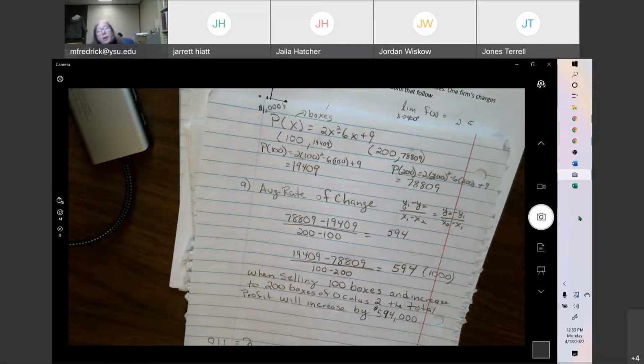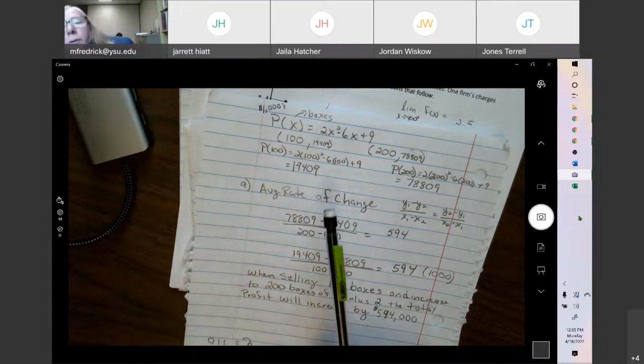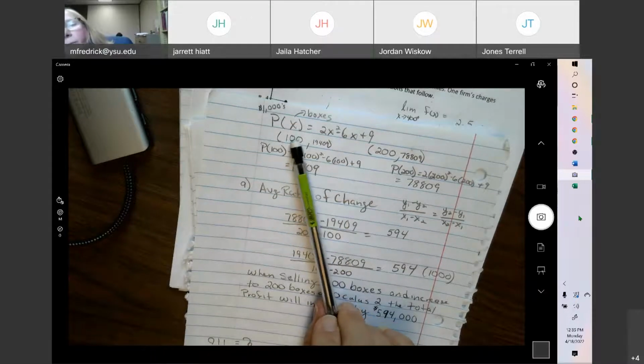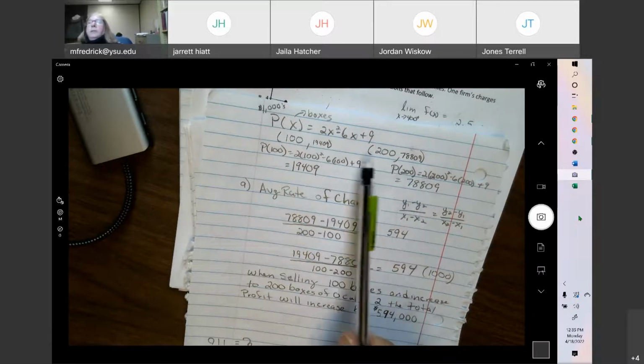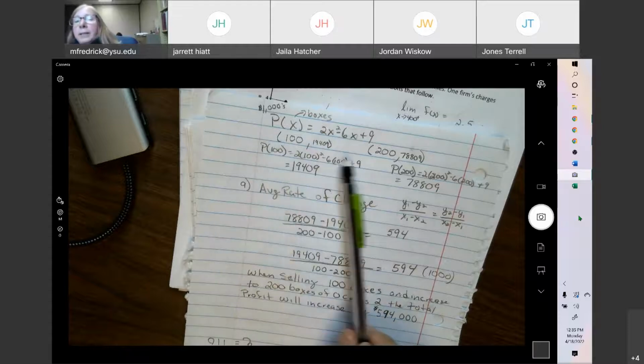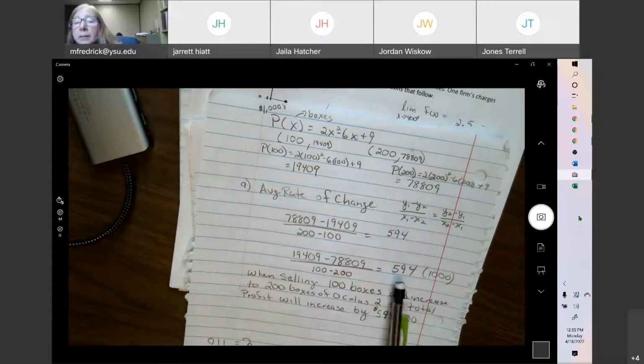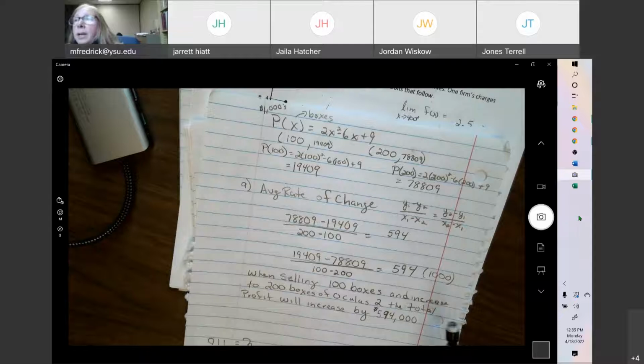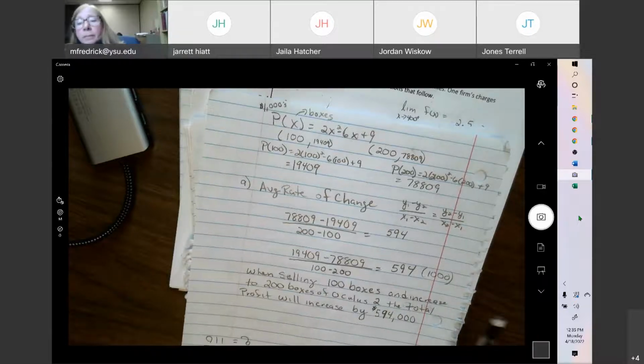So average rate of change tells you if you're at the one point, if you increase to the next one, how much your y value increases. Any questions on that? So average rate of change, you start with the first, they give us 100. We're going to 200. So if your sales group was selling 100, if you tell them, well, if we could get to 200, we're going to make $594,000 more, and we'll give you each $500, then you could get them to sell more. Any questions on that part?